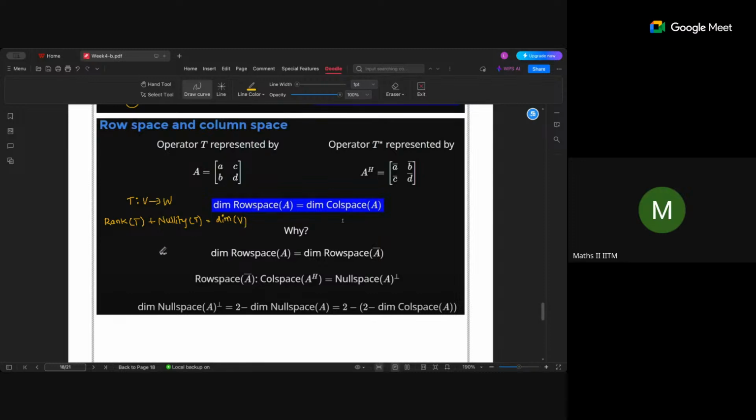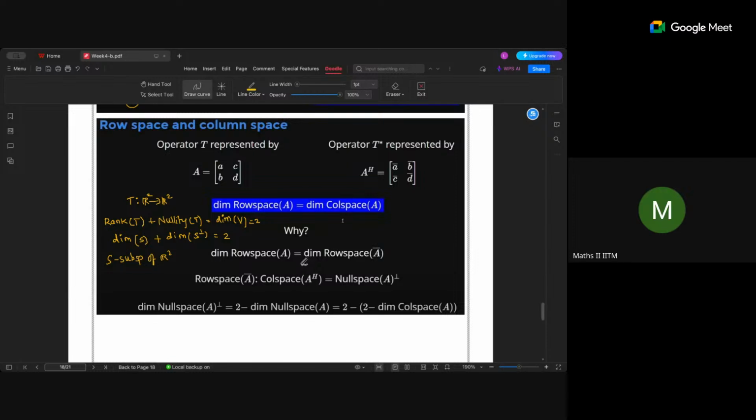The other thing we are going to use is this: let us say you are working only in R2, so the dimension is 2. Let us say S is a subspace of R2. Then you know the dimension of S plus the dimension of S perp is equal to 2. This also we have. So we are going to use both of these now.